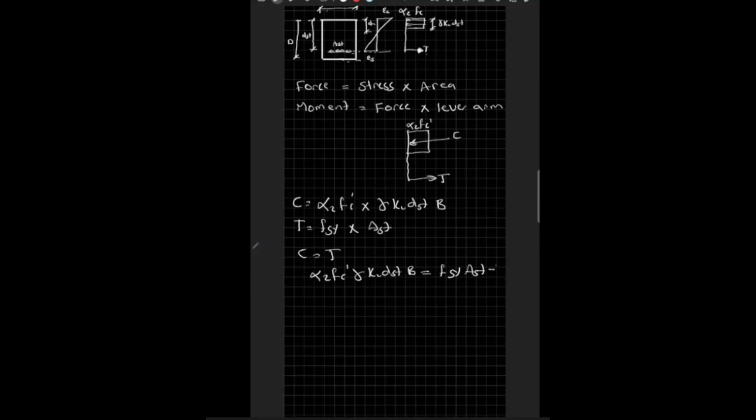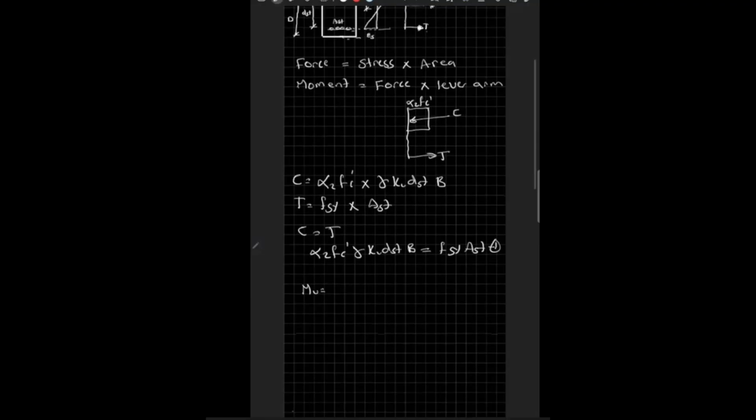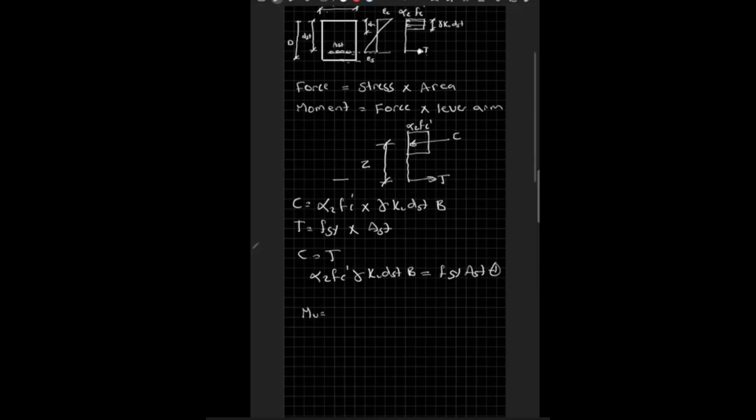Then the second thing we need to know is the ultimate moment. Now, what is the ultimate moment? Mu is equal to the force, whether compression or tension, multiplied by the lever arm. Let's do this here. The lever arm is the distance between here and here. We can call this Z. And we remember that dst is the distance from the reinforcement to the top.